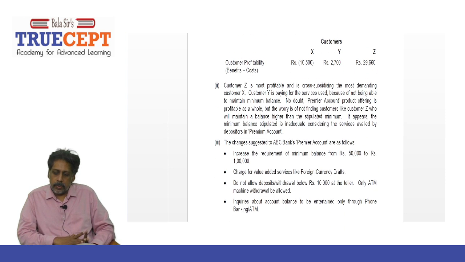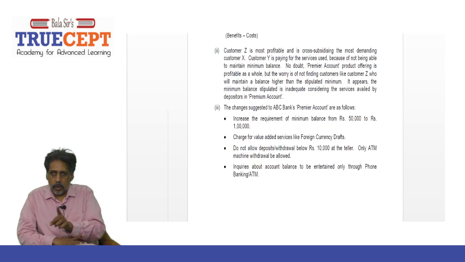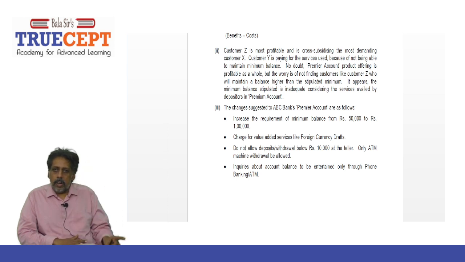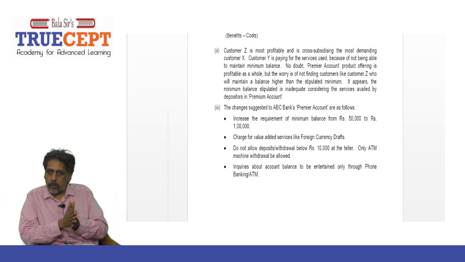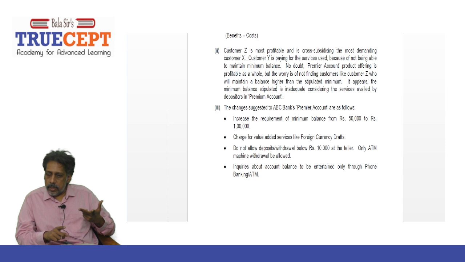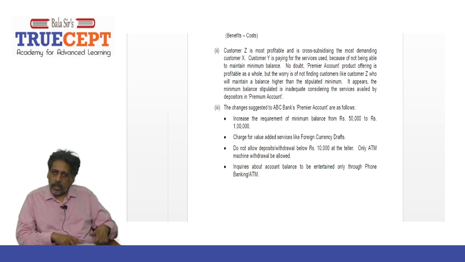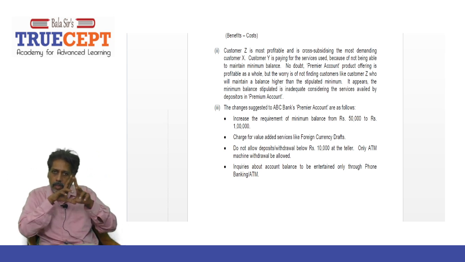Answer to subdivision 2. Customer Z. Now listen to me. Let me explain this. The phrase cross subsidization means, in fact, Z is making overall the profit. Yes or no? Yes. On Z, you're making a profit of how much? 29,660. Okay. On Y, what is the profit? 2,700. And X, it's a loss. If you add up all the three, net, it's what?